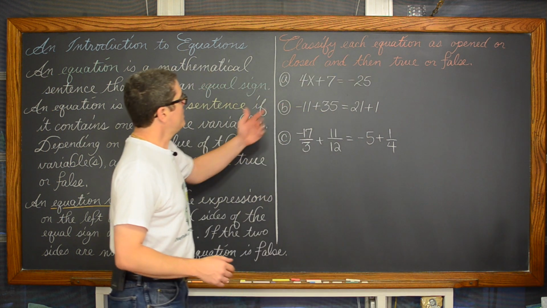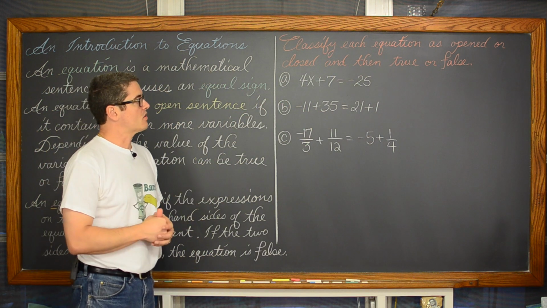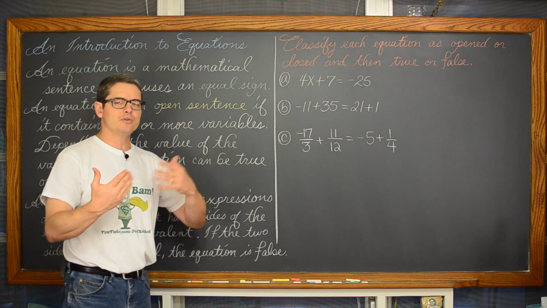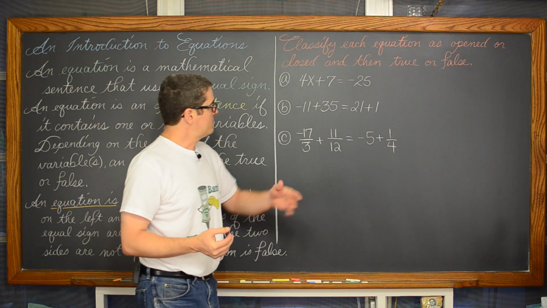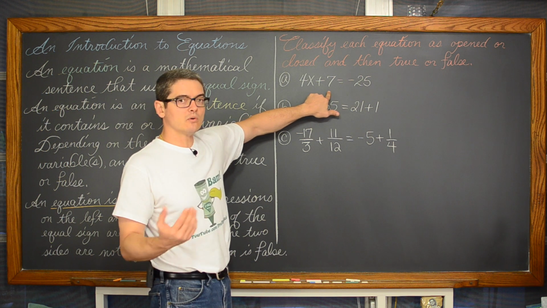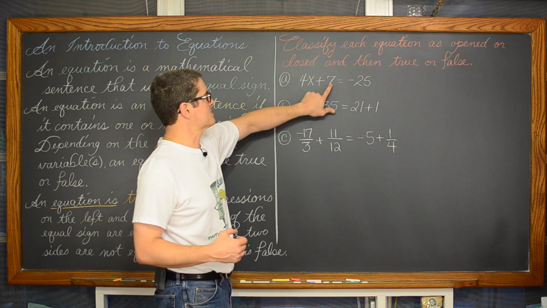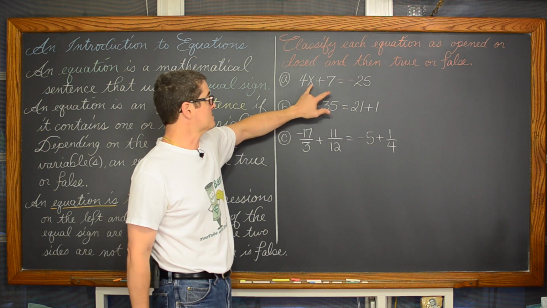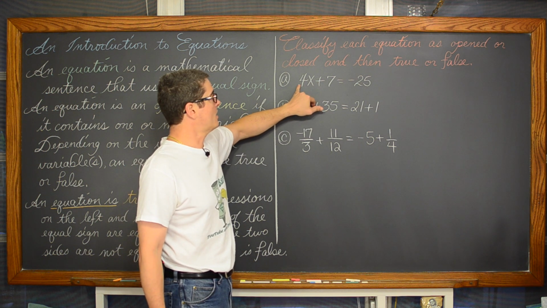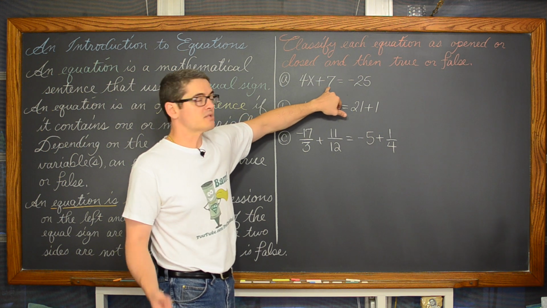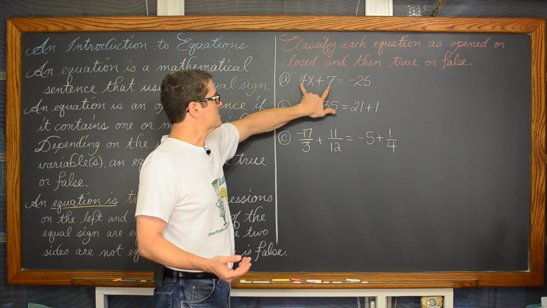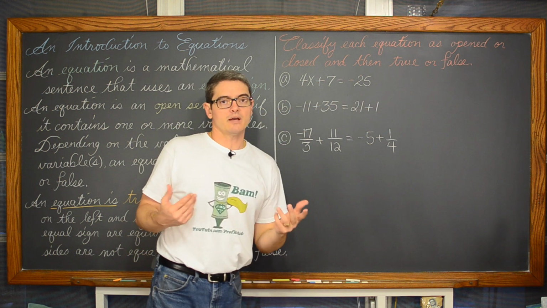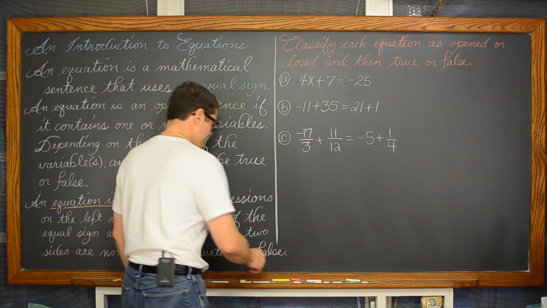Okay, so over here we're going to classify each equation as open or closed and then decide whether it's true or false. Are the two sides equal? We see an expression, we have a constant, or just a number by itself, and a term. Actually, both of these are terms. This has a multiplication of a coefficient and a variable, and here we just have a constant by itself. So we have an expression with 2 terms on the left-hand side, and on the right we only have 1 term. It happens to be negative 25.